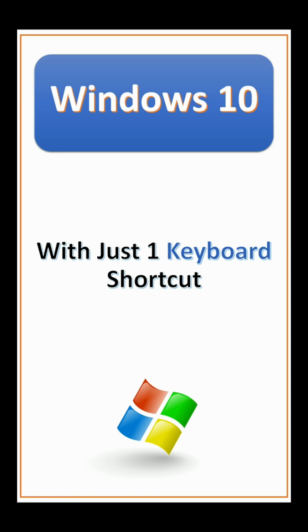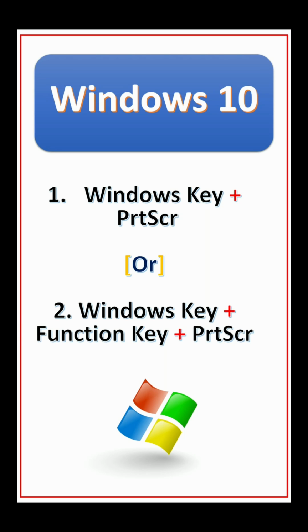What is that exciting shortcut that does all this? It is Windows key plus Print Screen key. On some keyboards, you have to use Print Screen along with the Function key. So use Windows plus Function plus Print Screen.